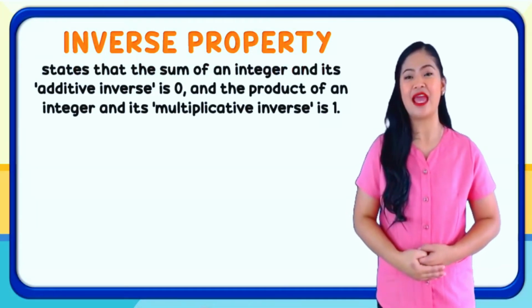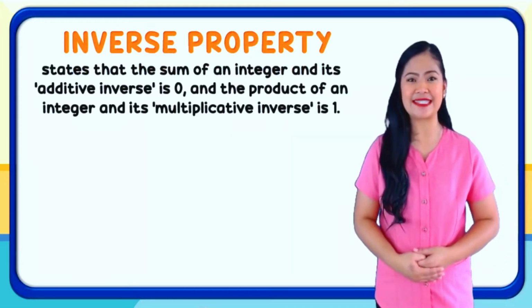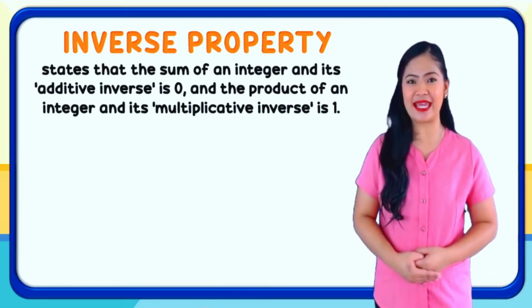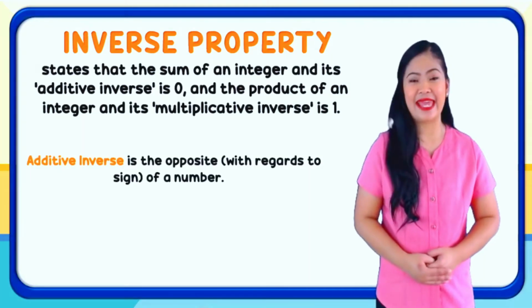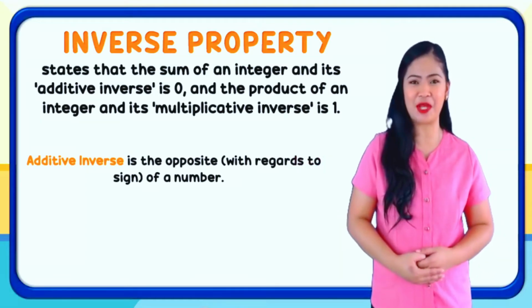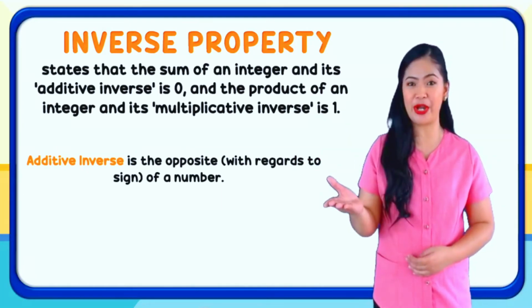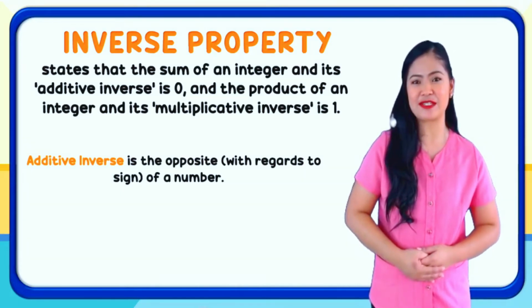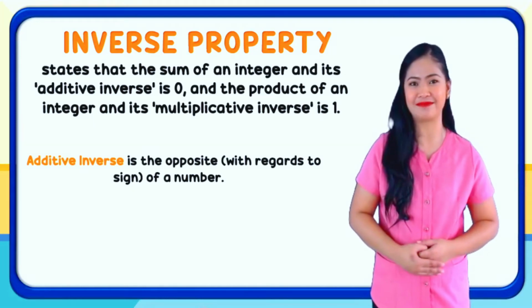It states that the sum of an integer and its additive inverse is 0. And the product of an integer and its multiplicative inverse is 1. The additive inverse is the opposite with regards to sign of a number, which simply means that the additive inverse of a positive number is its negative counterpart. And the additive inverse of a negative number is just its positive counterpart.